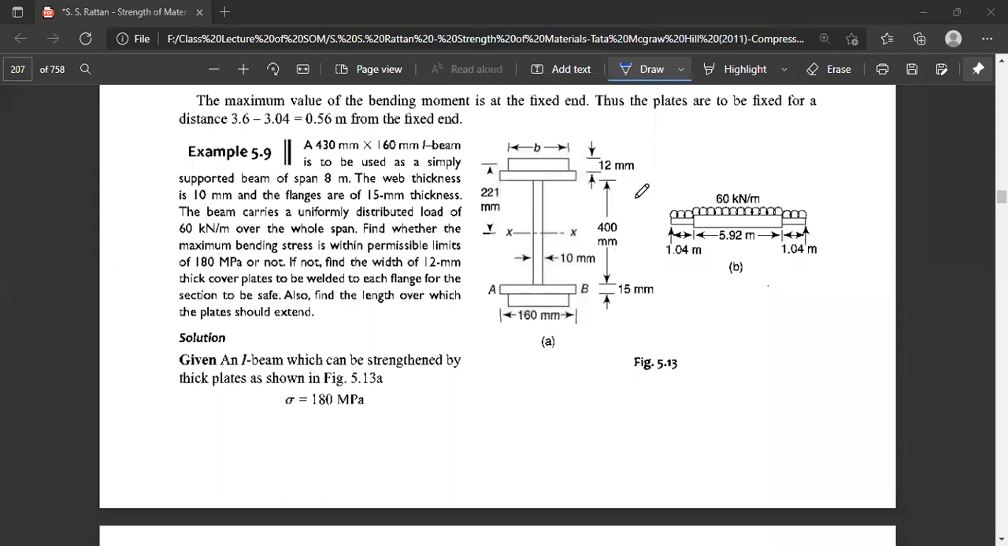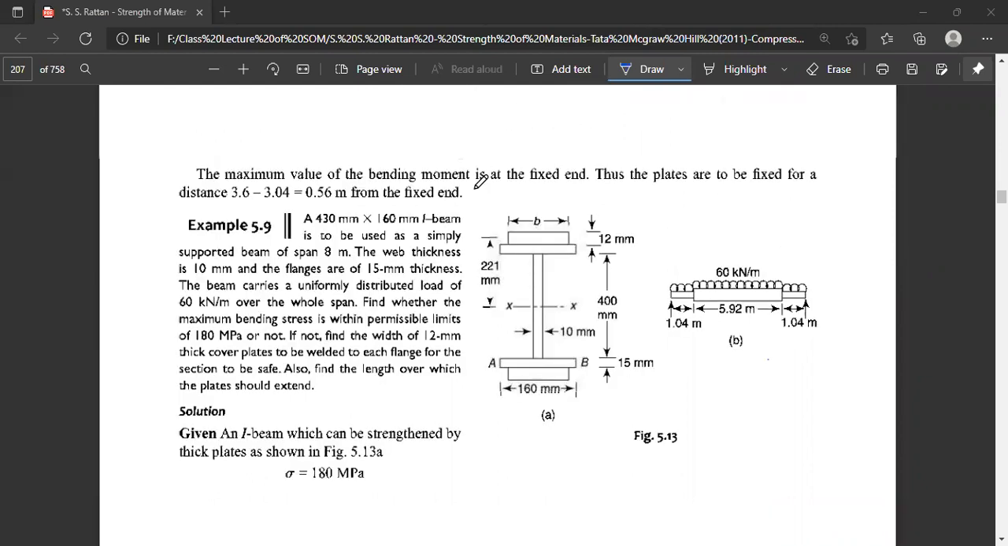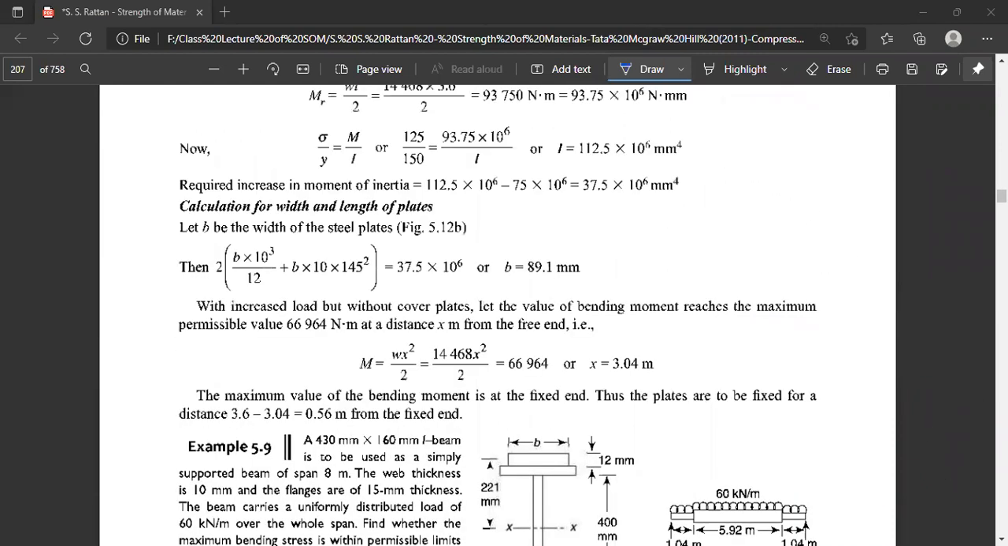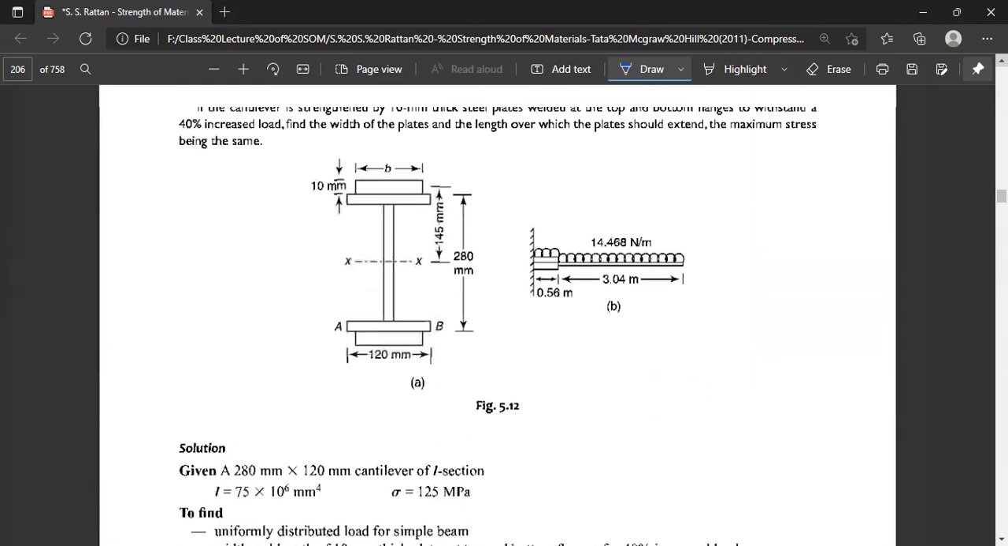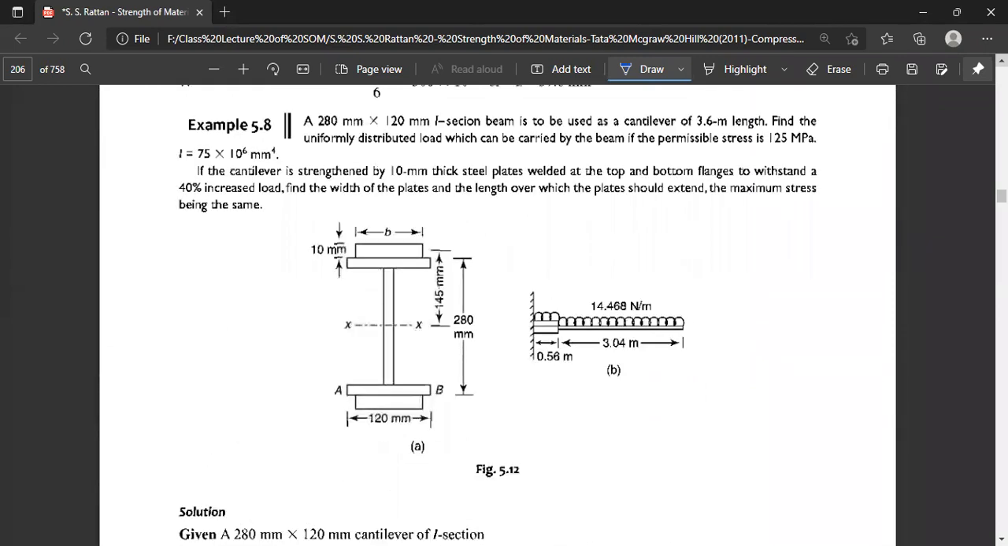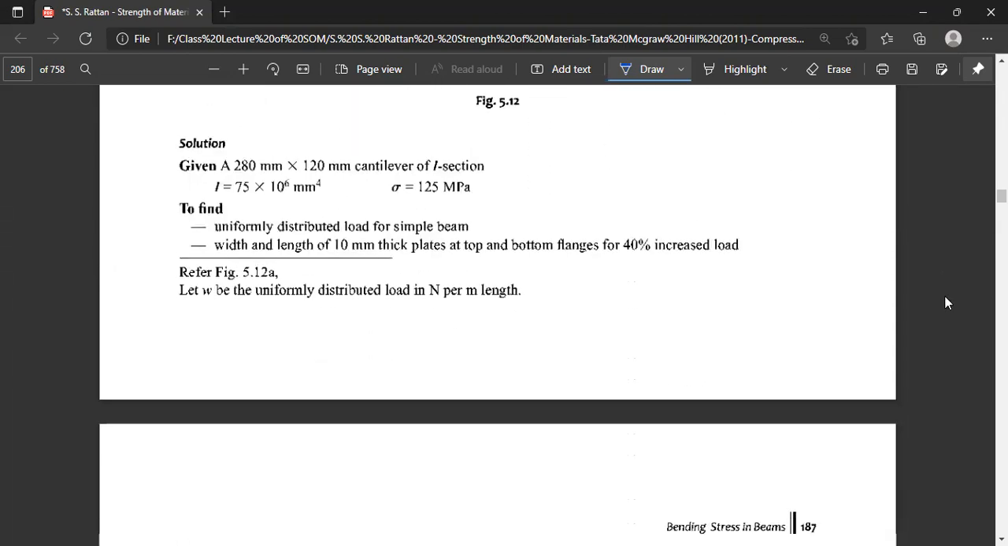In the last class, we discussed I-beams like the cantilever beam, with the addition of plates fixed over the top and bottom to make it absorb a higher amount of load. Let us go through a similar problem here.